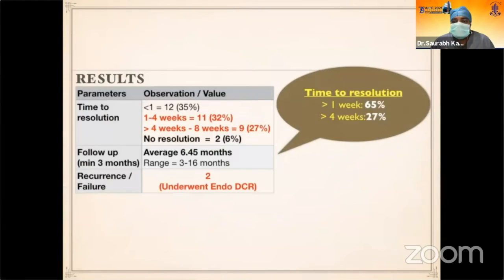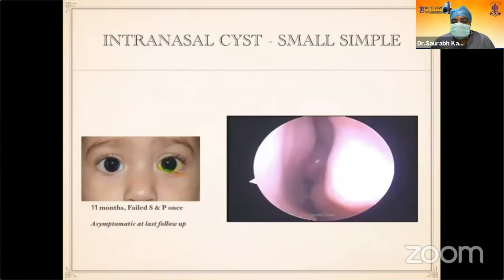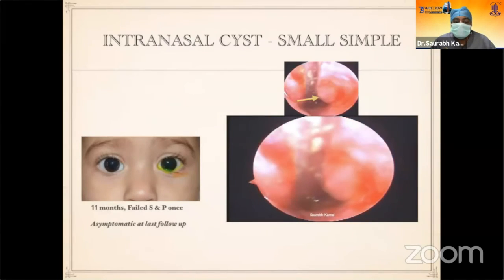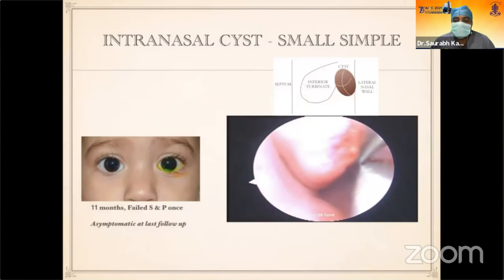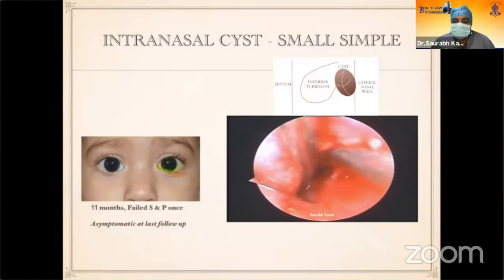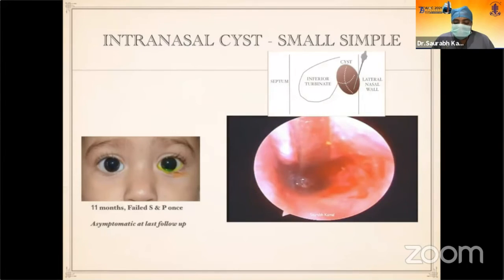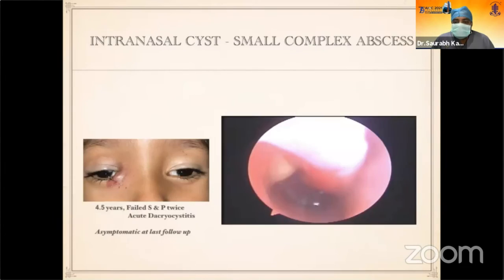And the mean time to resolution of the epiphora after the probing was delayed in many children because of the sac atonicity, and the success rate was 94%. Now, coming on to some cases on nasal endoscopy, this small simple cyst can be noted on medialization of the inferior turbinate, and is undergoing a perpendicular incision, which is called cruciate marsupialization, with 45-degree probe tilt test and irrigation of fluorescein fluid.